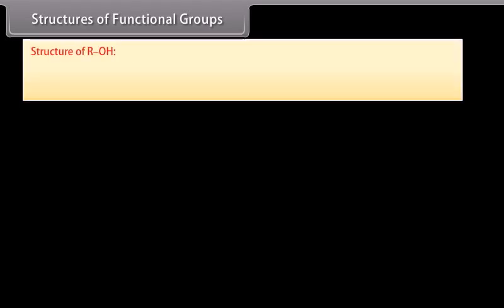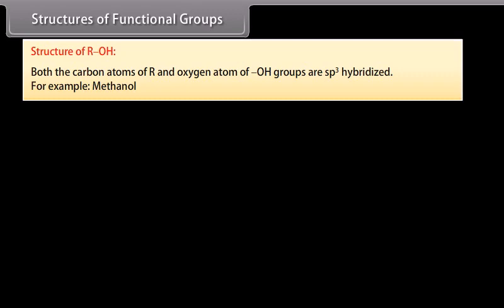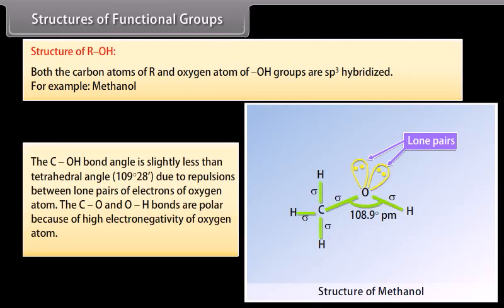Structures of functional groups. Structure of ROH. Both the carbon atom of alkyl group and oxygen atom of hydroxyl group are sp3 hybridized. For example, methanol. The C-O-H bond angle is slightly less than tetrahedral angle, that is 109°28', due to repulsions between lone pairs of electrons of oxygen atom. The C-O and O-H bonds are polar because of high electronegativity of oxygen atom.